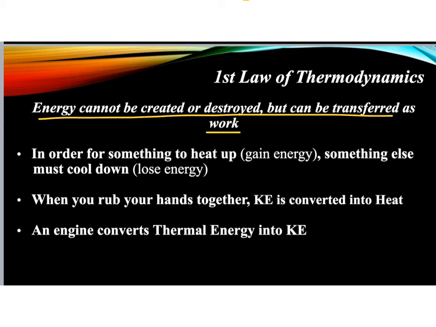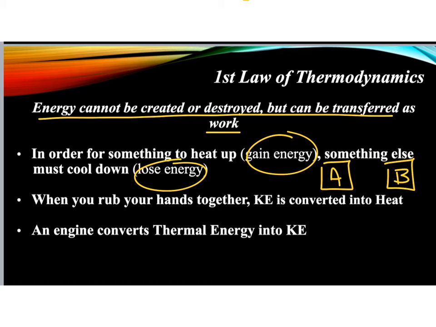So what that means is in order for something to heat up, in order for something to gain energy, something else has to lose energy. There has to be a trade-off. So if I've got object A and object B, and energy is being transferred from A to B, well, A is now losing energy, and B is gaining it. Well, in order for B to gain energy, it had to get energy from somewhere, and it had to come from A. So there's that trade-off. One object is going to gain energy, but at the same time, another object has to lose energy.